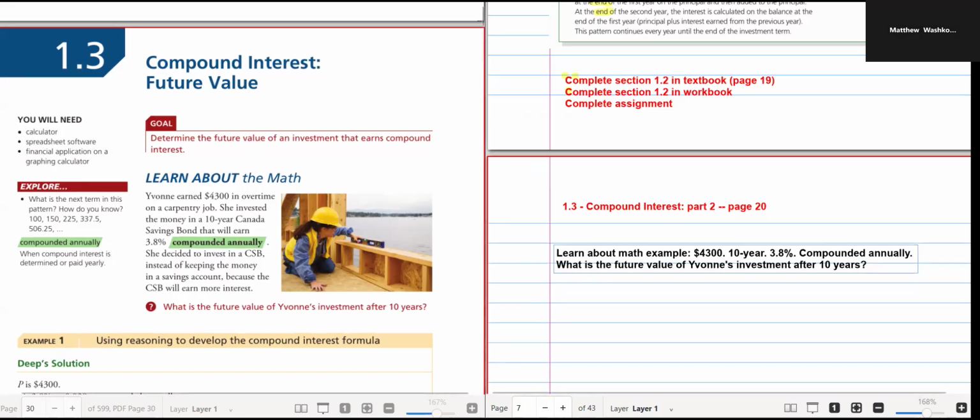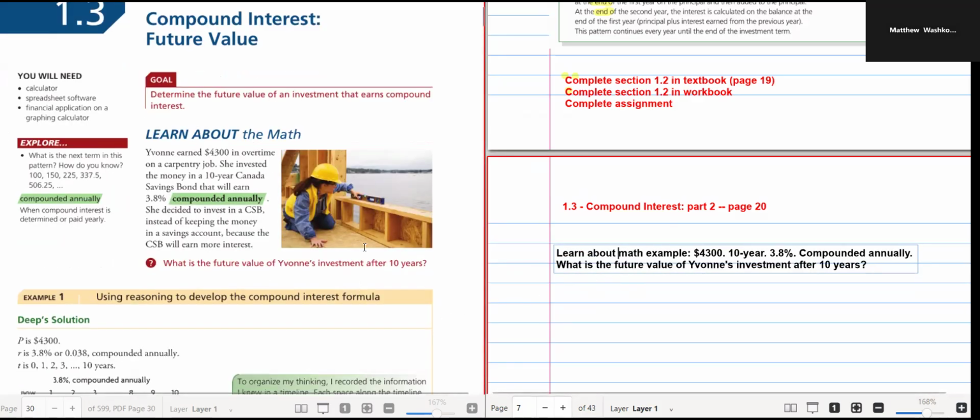Now, when I read through this, I only picked apart the important bits, right? What's the amount? That's the principal. What's the term, the length of the loan? What's the percentage? And how is it compounded, and how frequently? So that's all you really need. And then what am I trying to find, right? So that's how we read these questions. It's a skill you'll get better at.